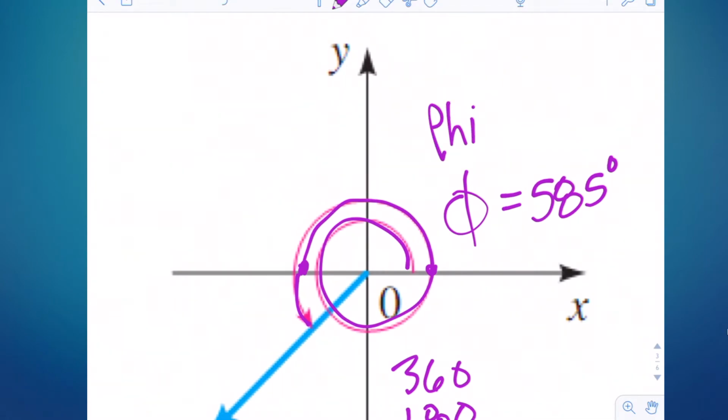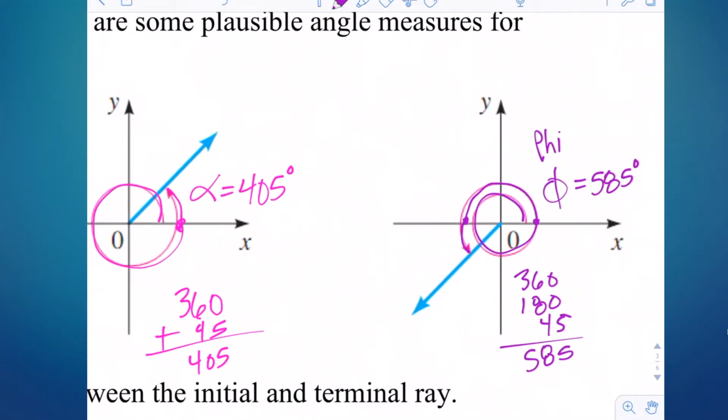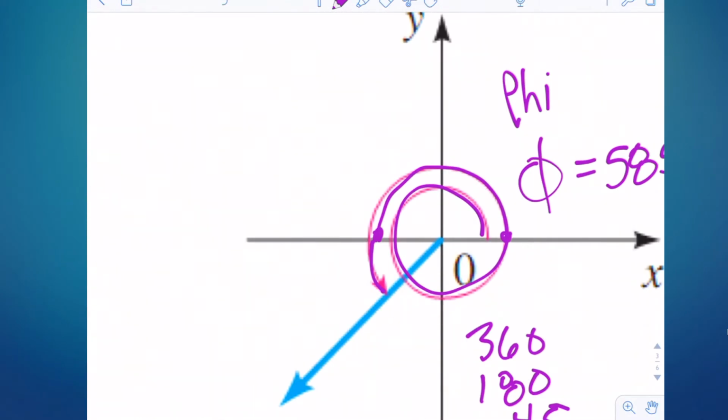We typically use theta as the most popular. Alpha, beta go hand in hand pretty nicely. Phi. But really, right now, any Greek letter would suffice. And that's positive because we're rotating counterclockwise.